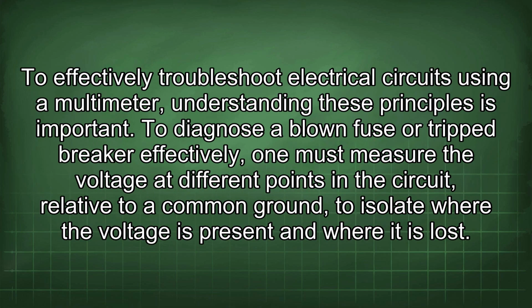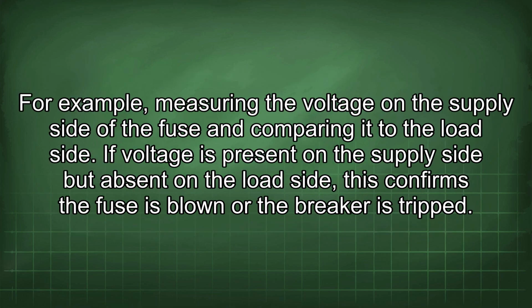To effectively troubleshoot electrical circuits using a multimeter, understanding these principles is important. To diagnose a blown fuse or tripped breaker effectively, one must measure the voltage at different points in the circuit relative to a common ground to isolate where the voltage is present and where it is lost. For example, measuring the voltage on the supply side of the fuse and comparing it to the load side. If voltage is present on the supply side but absent on the load side, this confirms the fuse is blown or the breaker is tripped.